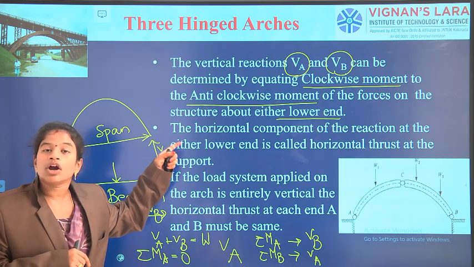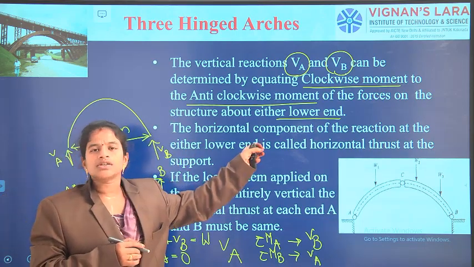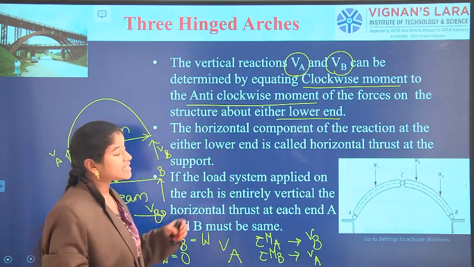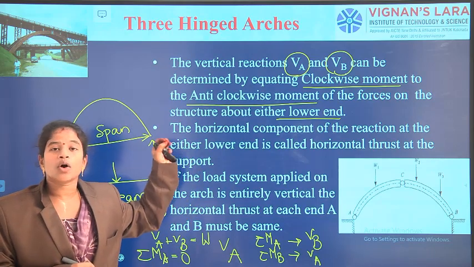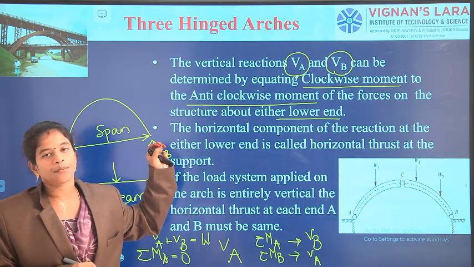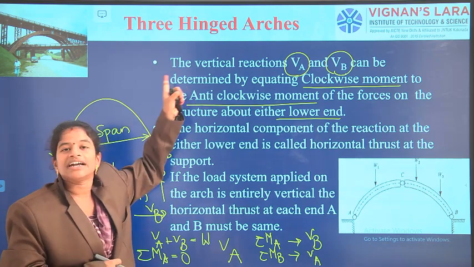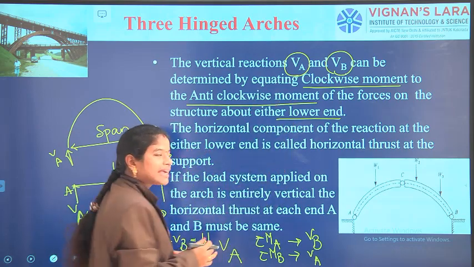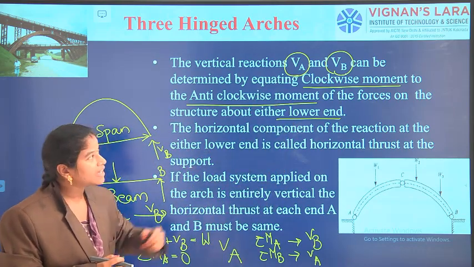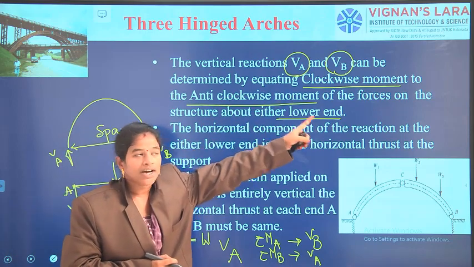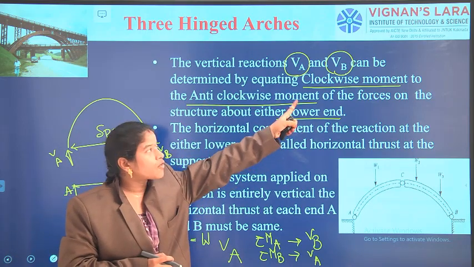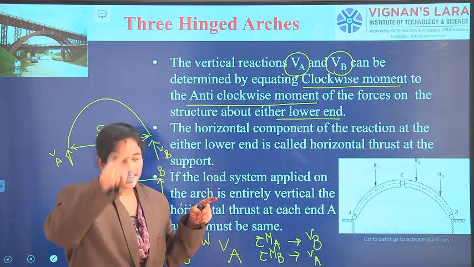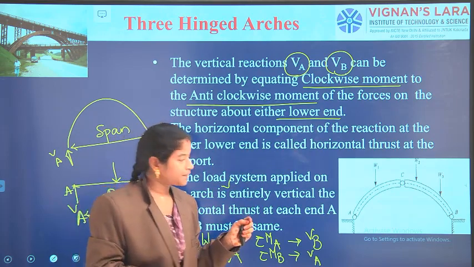In the previous statement we said that even in arches we can take the same concept as a simply supported beam. So in this three-hinged arch also I am taking the same concept that the simply supported beam gives. Now understand the statement. The vertical reactions VA and VB can be determined by equating clockwise moments to anti-clockwise moments of the forces on the structure. We need to consider all the forces on the structure about any of the lower ends.